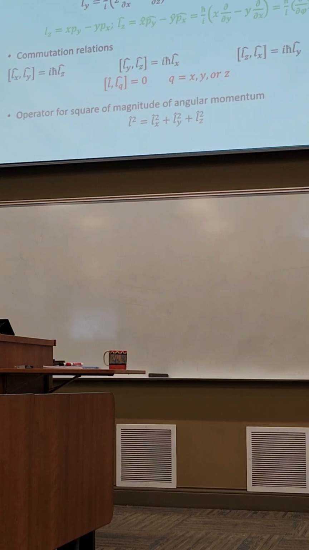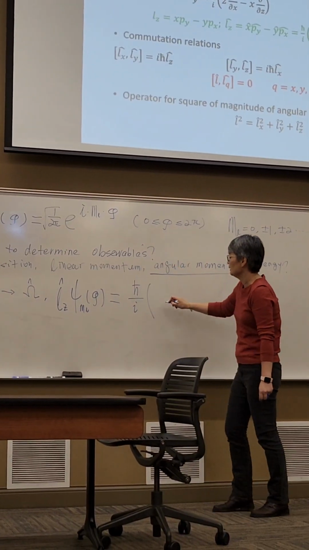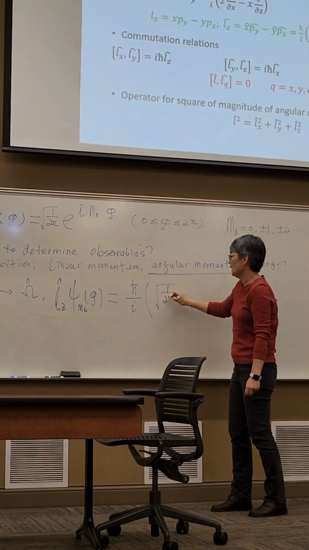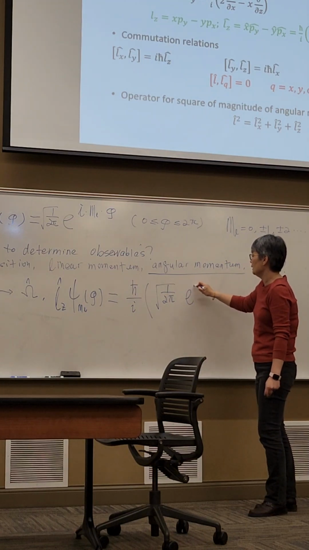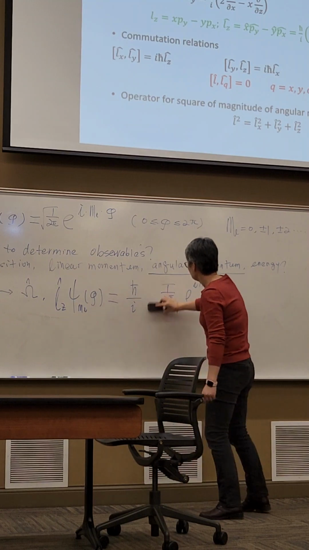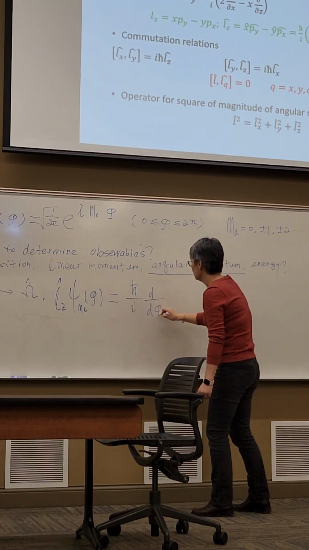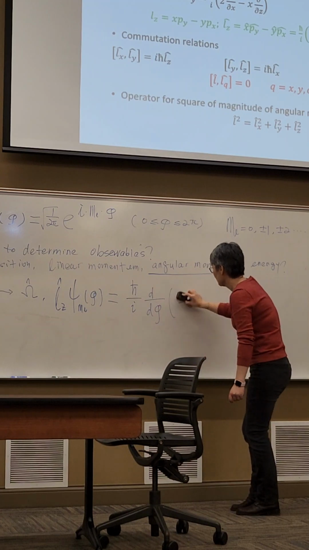So let's plug it in. We have h bar over i, your wave function, carry the constant, then the e. Ooh. Forgot about the derivative.